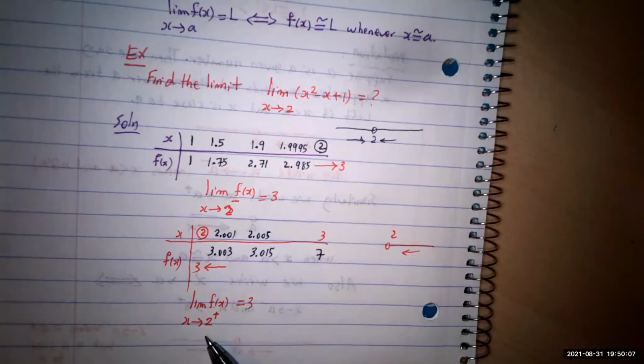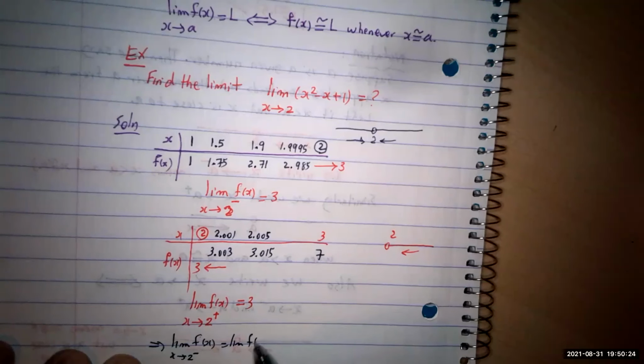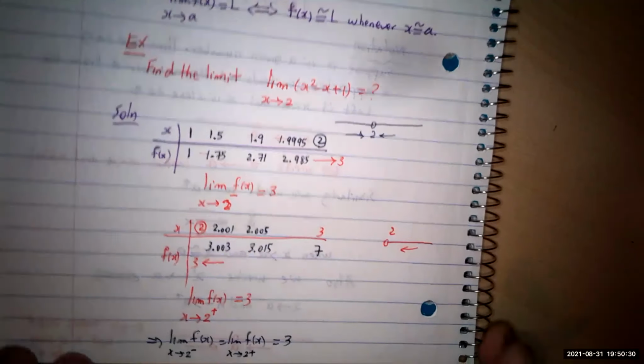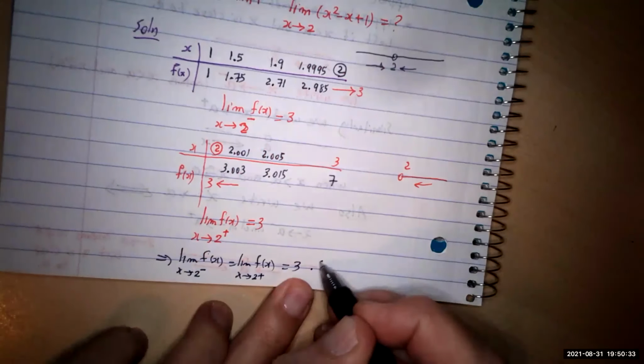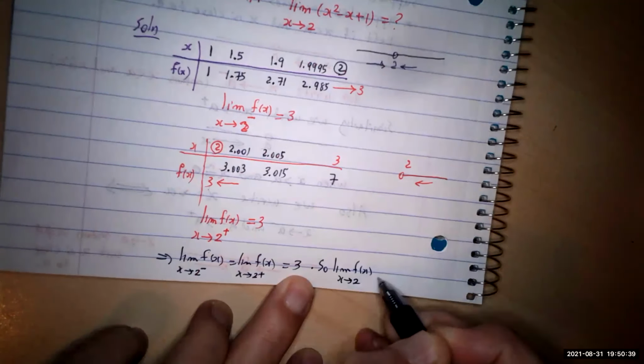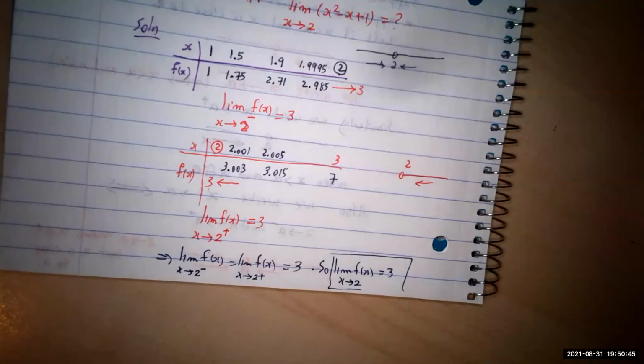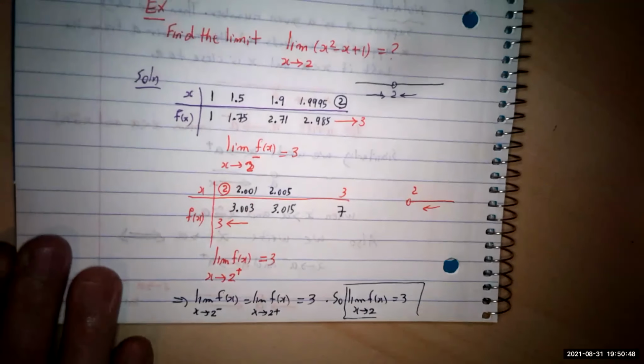Around 2, for x greater than 2, the value of the function is getting closer to 3. So this means the left limit of f of x, when x goes to 2 negative, is equal to the limit of f of x, when x goes to 2 positive, and is equal to 3. So you can claim that the limit of the function when x goes to 2 is equal to 3. So the result for this problem is that the limit is going to be equal to 3.